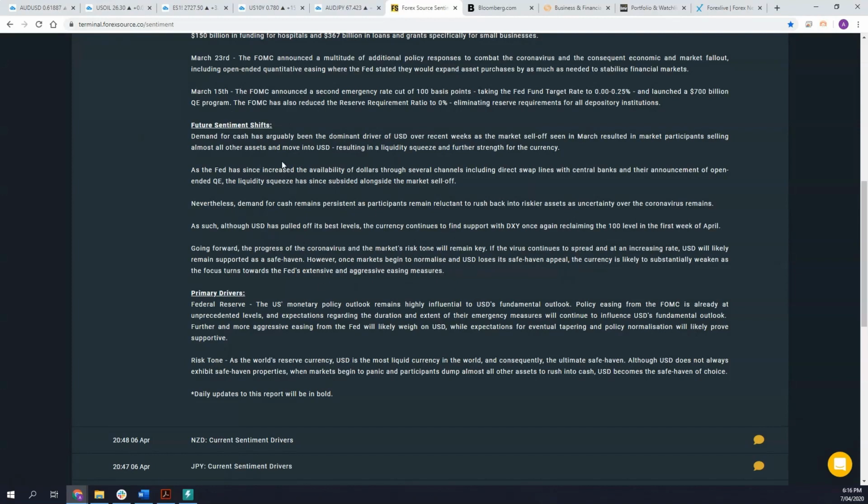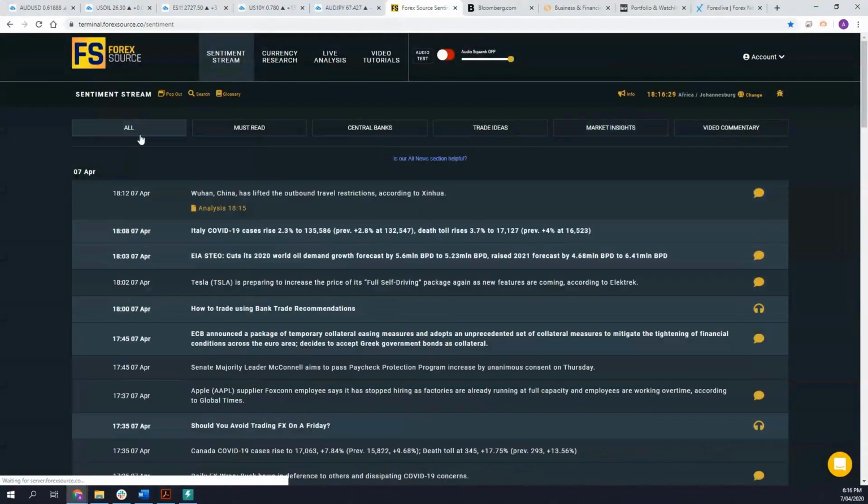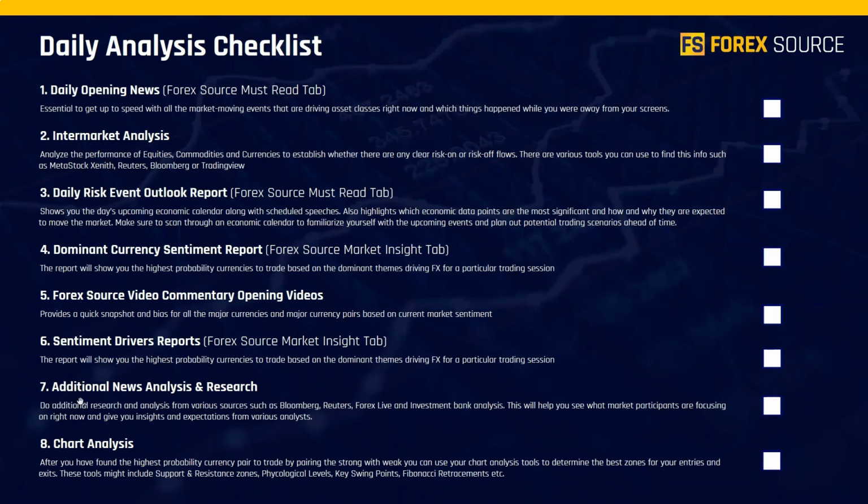So the reason why you want to go through that is when you're sitting at your desk and you're waiting for the squawk, you're waiting for the news feed. Whenever you get important news events coming through, you know exactly what type of news we're looking for and expecting to move those currencies. Then after that, you can do your own additional news and news analysis and research, like we've shown you in some of those other sources. And then after all of that, you can do your chart analysis. Now, normally chart analysis for us slots in just after we've done the additional news and research and intermarket analysis.